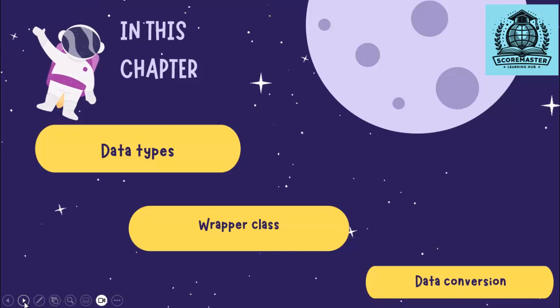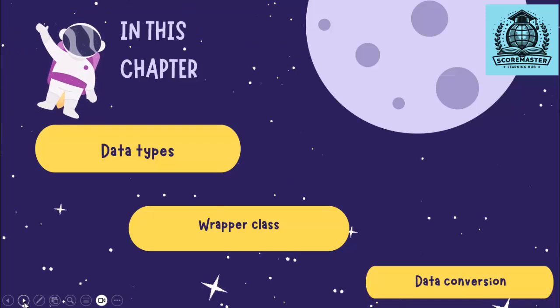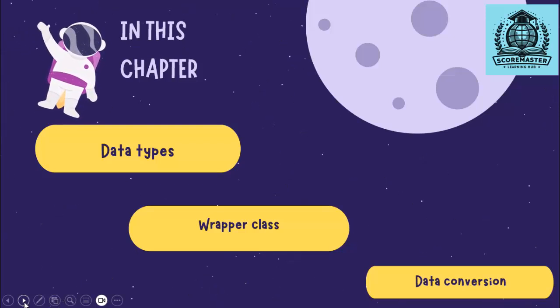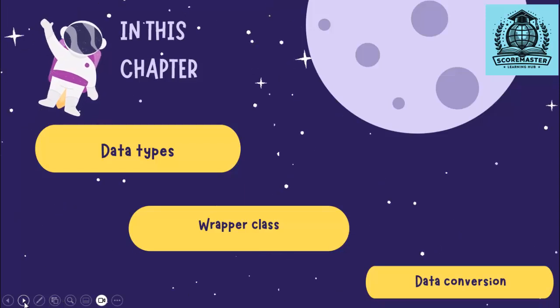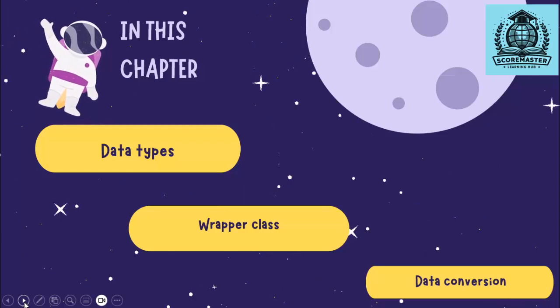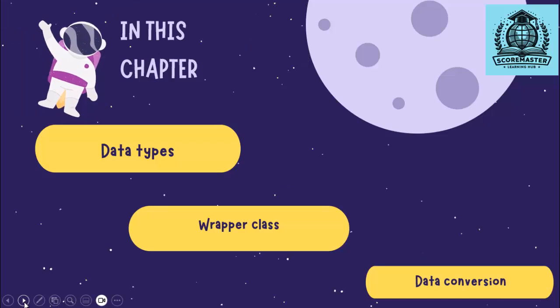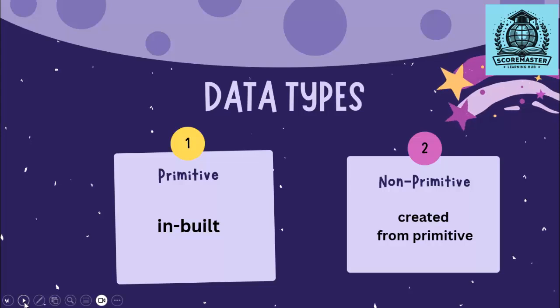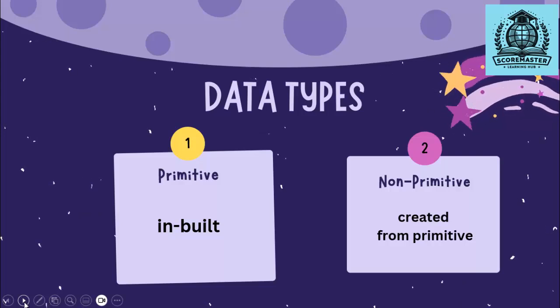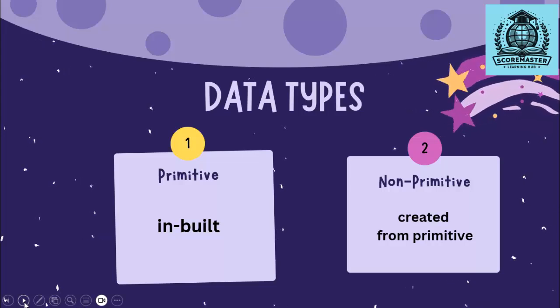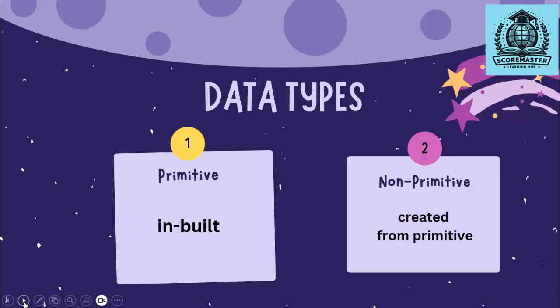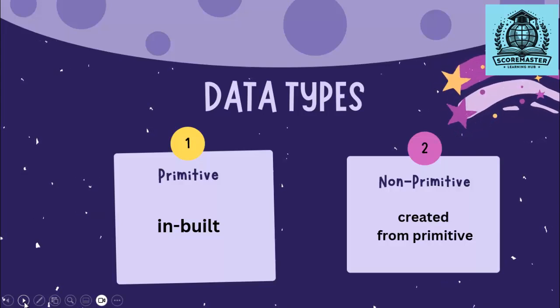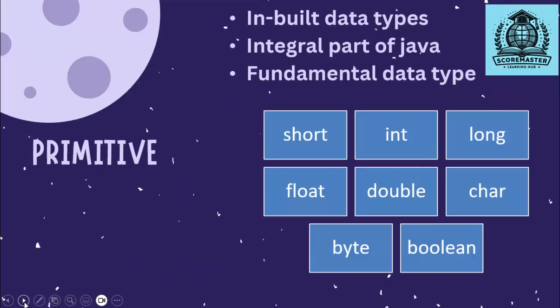So here in this chapter we are going to discuss the data types, the wrapper classes and the conversion: how to convert each and every data type to its primitive data type and how to use wrapper classes on that. Data types are divided into two. One is the primitive data type, which is called the inbuilt data type. The other one is called the non-primitive data type, which is created from primitive data types. So in this chapter we are going to see all these things.